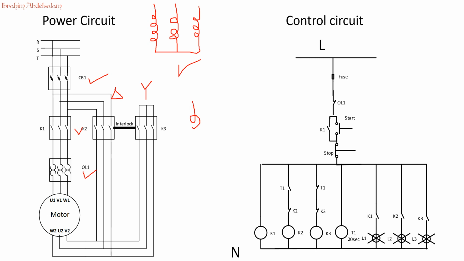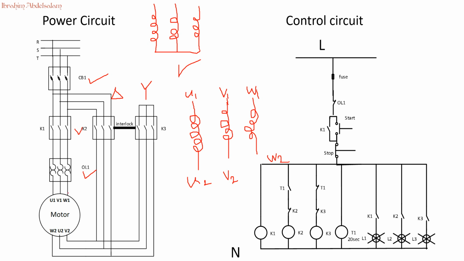Okay, let's have a look at the delta winding. So we have our three-phase winding. This is U, V, and W. We can write here U1, V1, W1, U2, V2, and W2.